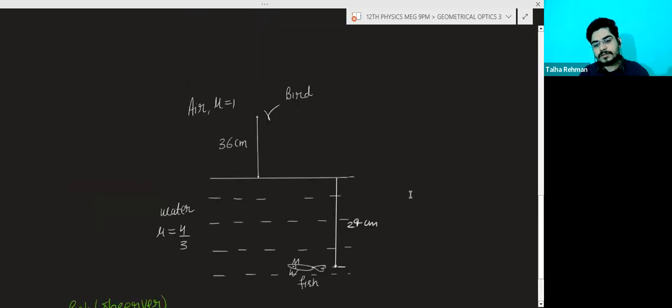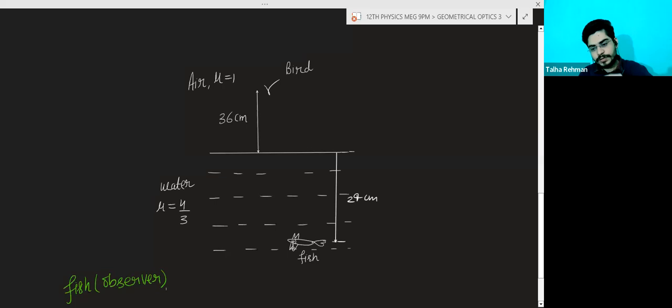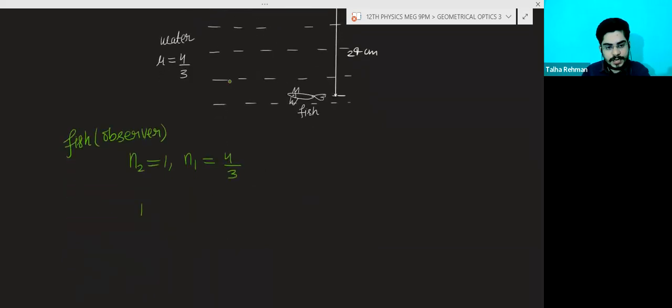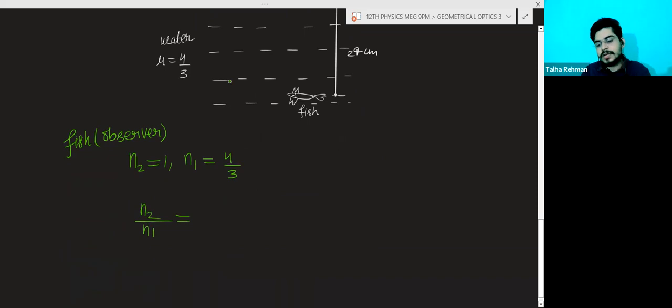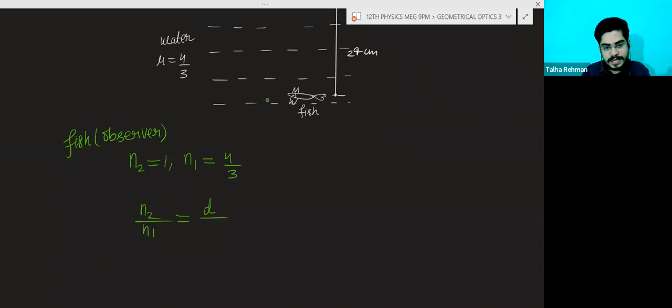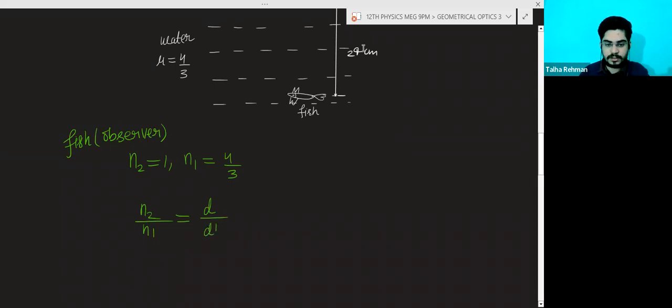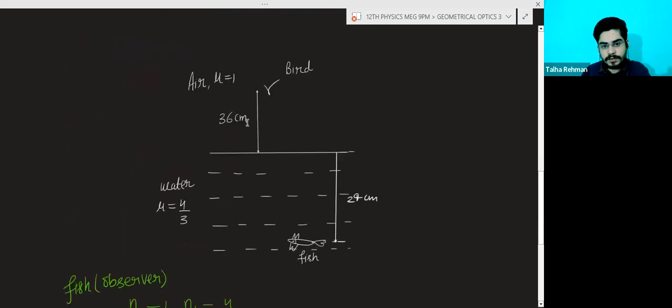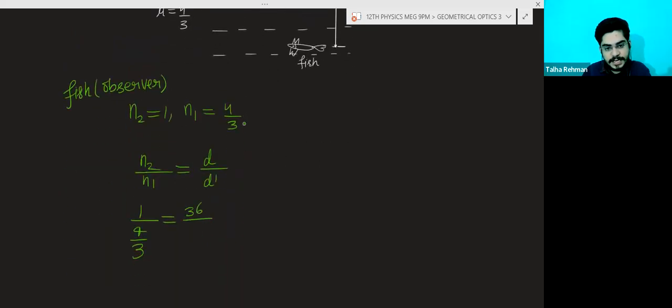Now, if the fish is the observer, the light will come from air to water, towards the observer. So N2 will be this time 1 and N1 this time 4 by 3. Now apply N2 by N1 is equal to D by D dash, real height of the bird above the surface over apparent height of the bird. N2 is 1 and N1 is 4 by 3. The real height of the bird above the surface is 36 centimeter, and D dash we have to find.